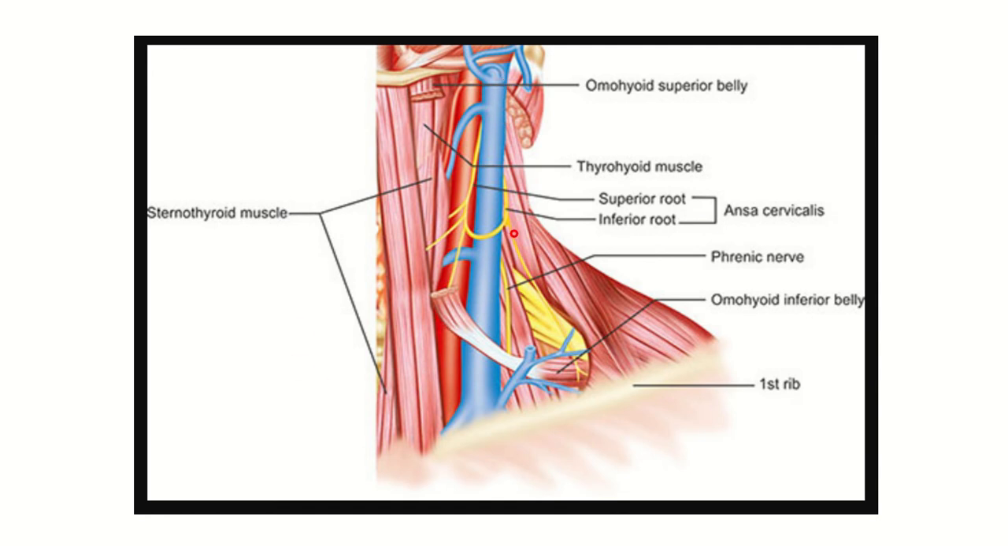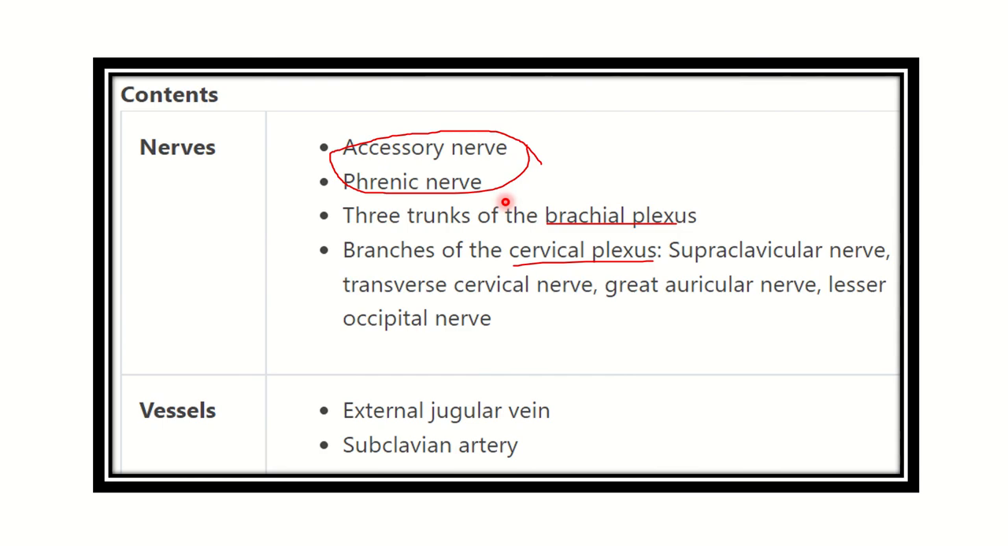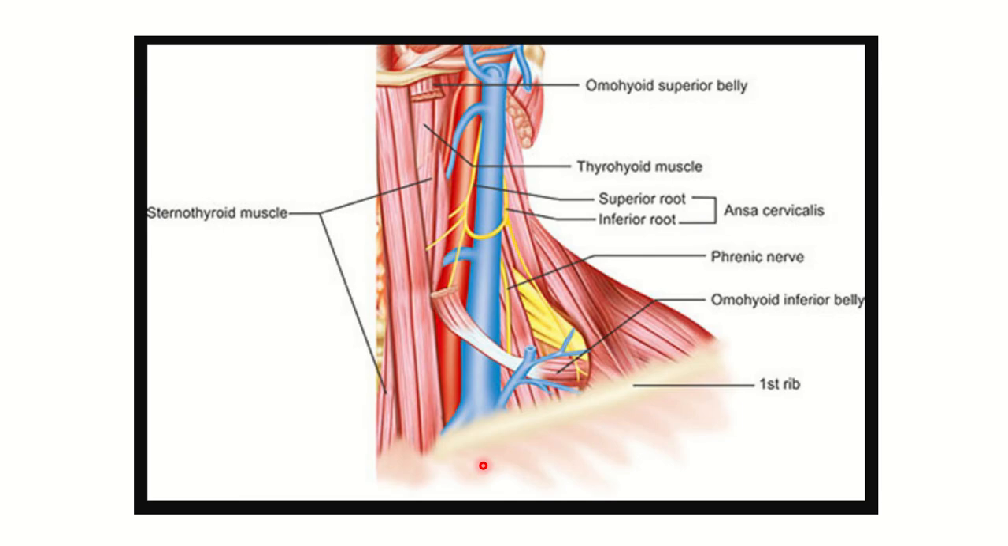So it is the internal jugular vein, and ansa cervicalis lies anterior to the internal jugular vein, and we know the vessels here, the external jugular vein and subclavian artery. So as it is located anterior to the internal jugular vein, it is not content of the posterior triangle, and it lies superficially. So it is a superficial structure, not located in the posterior triangle of the neck.